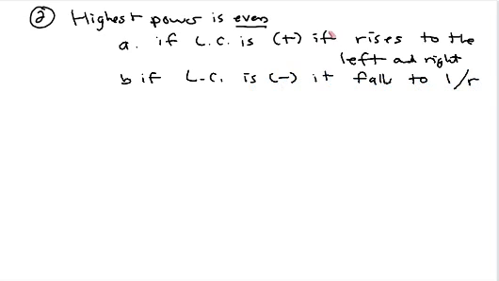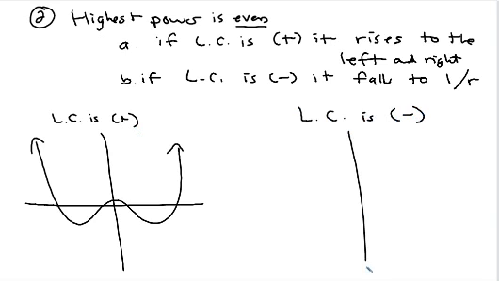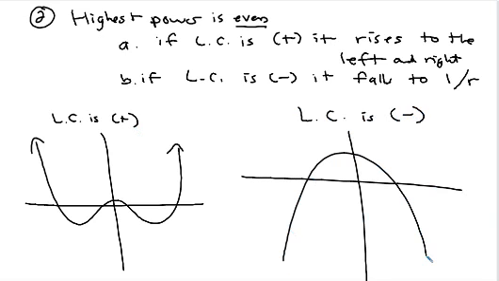This was supposed to be an it up here, not an if. So if the leading coefficient is positive, the graph is going to go up both to the left and right. If the leading coefficient is negative, and we've learned this from our work with quadratics, it's going to fall to the left and to the right. All this information we get from the leading coefficient test.